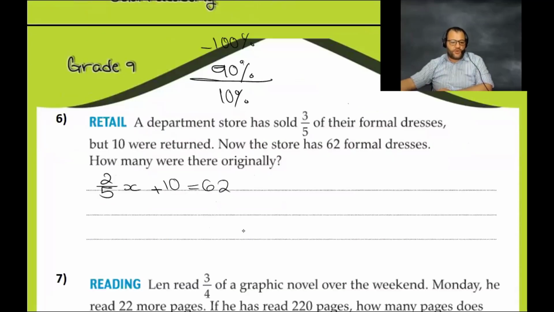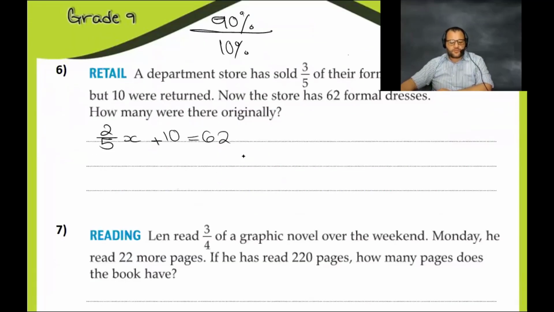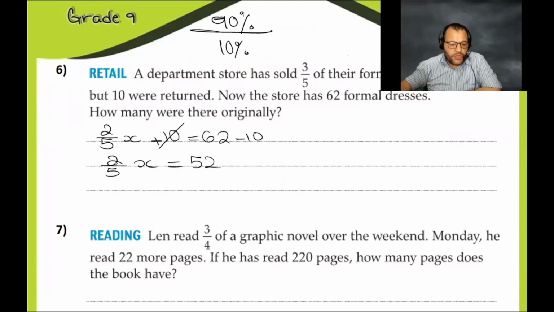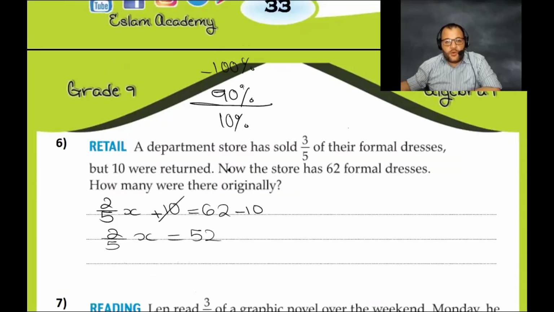So to solve the equation now, how do we solve it? 2 over 5 x plus 10 equals 62. We subtract 10, so 2 over 5 x equals 52. Then multiply by the inverse, 5 over 2.